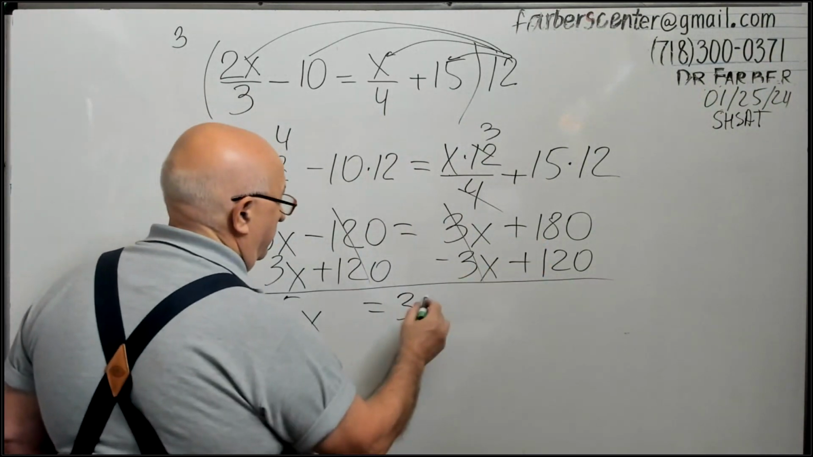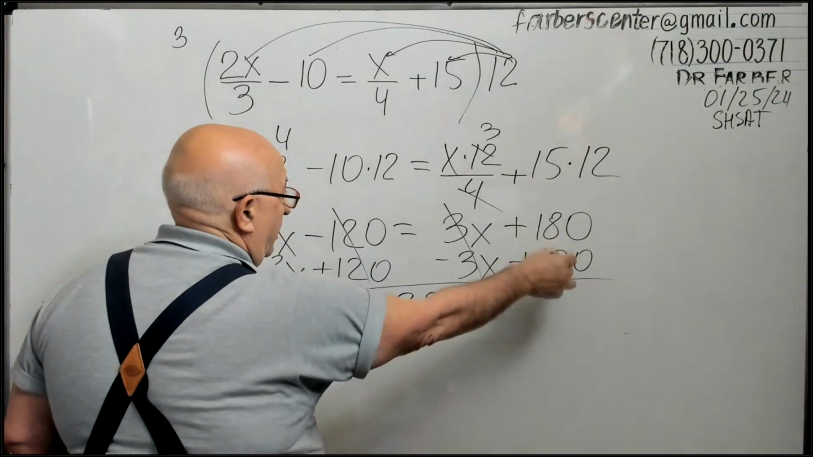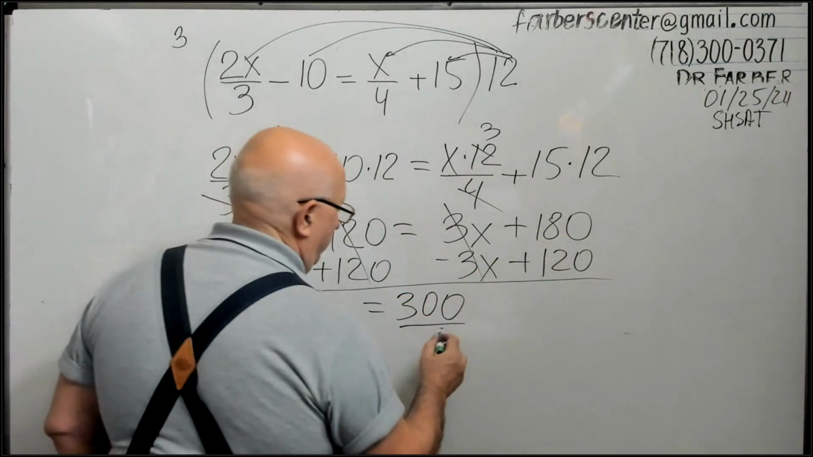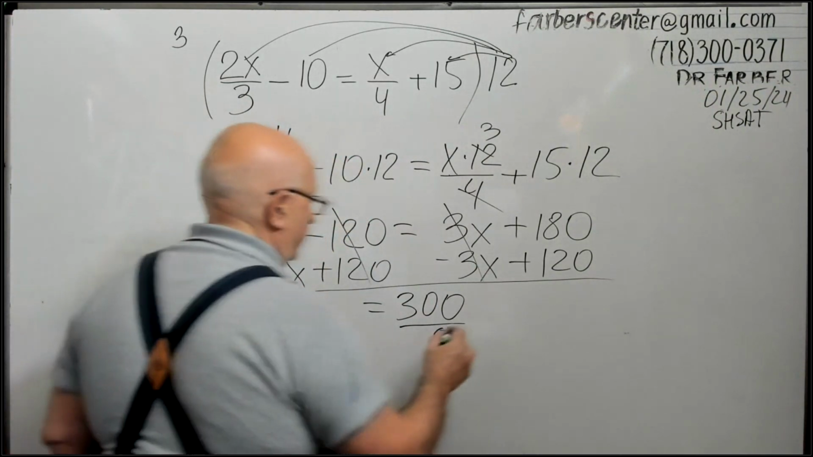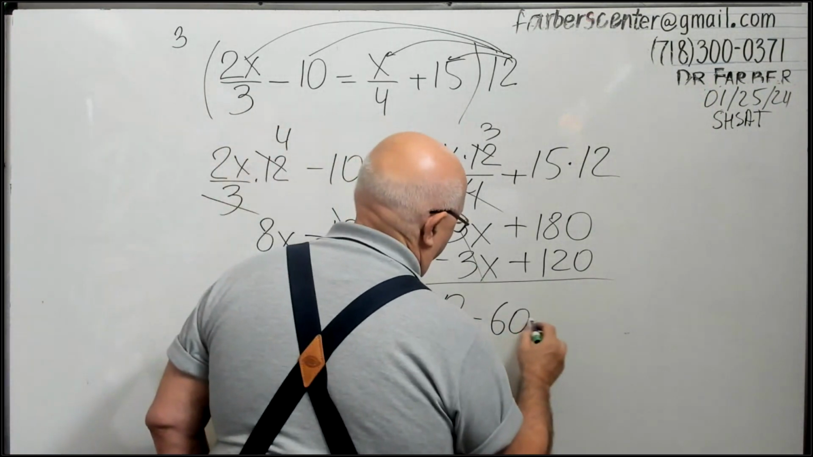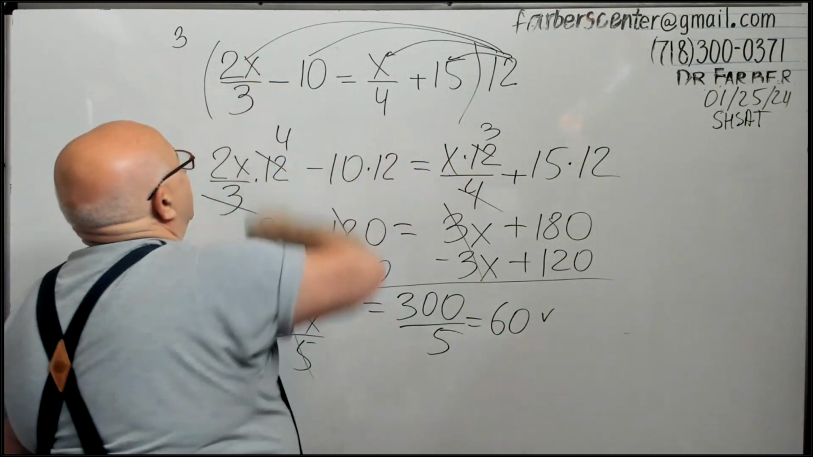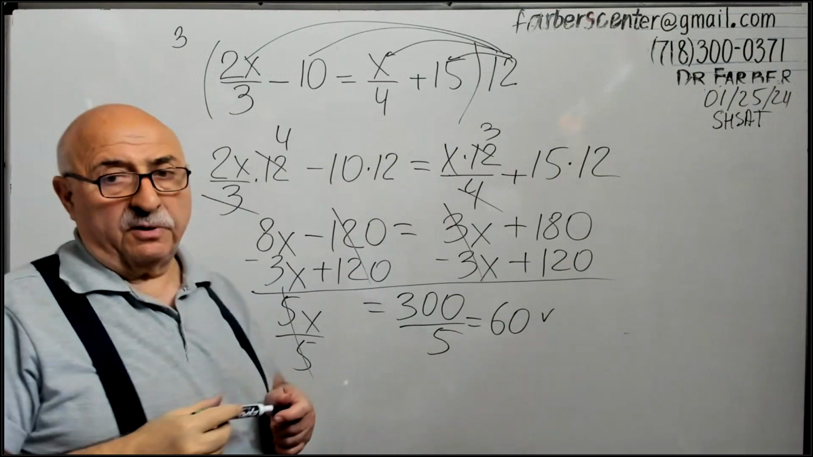300, when you add these two. Divide by 5. X equals 60. You can check, plug in the original equation 60 and see if the left part equals the right.